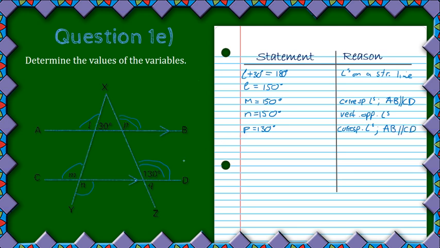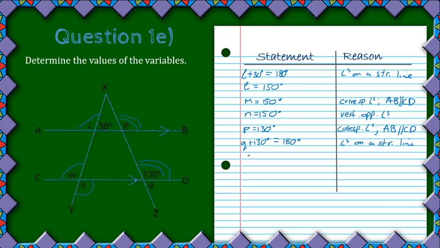And then we have Q and this 130 degree angle lying on a straight line. So Q plus 130 degrees together is equal to 180 degrees. And this is angles on a straight line.